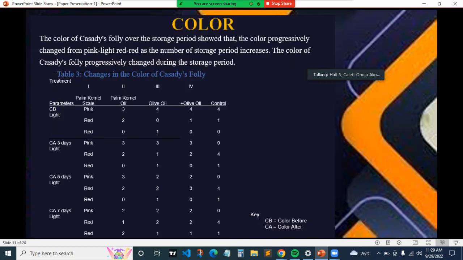And the color as well, we discovered that the color progressively changed from pink light to red light as the storage period increases. So the more the tomatoes were in storage, the more the color of the tomatoes changed from pink light to red light.